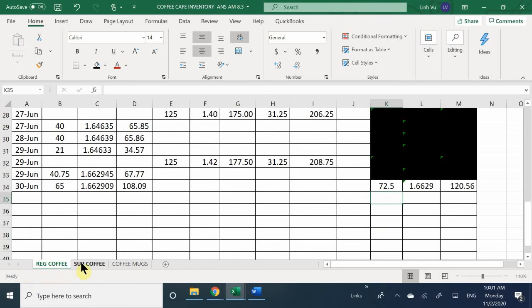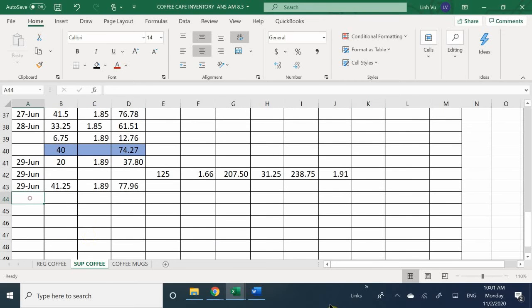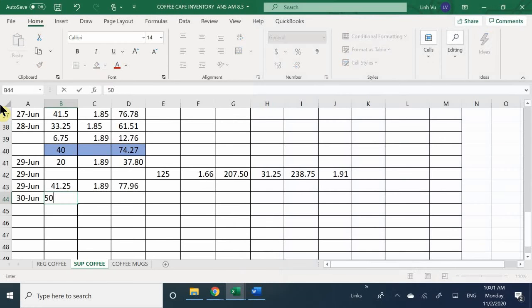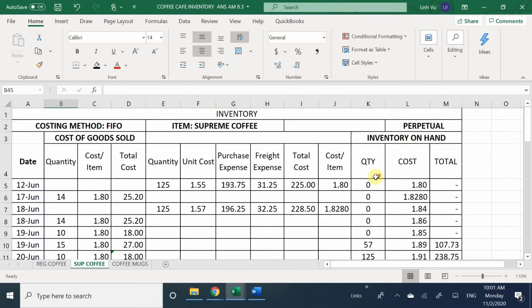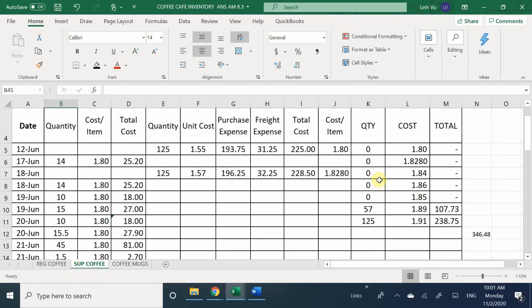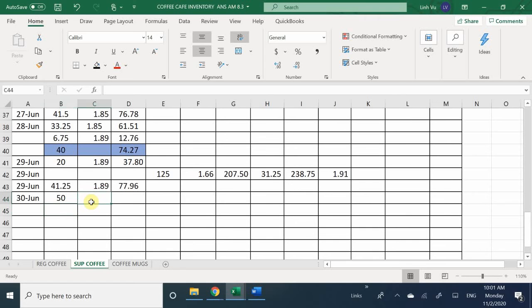Now we're going to go to Supreme Coffee. How many pounds of Supreme Coffee did I sell? 50 pounds. Okay. All right, let's check our inventory on hand. Do we actually have enough for all 50 pounds? Yes, we do. We have 57 left remaining from our $1.89. So let's go ahead and take 50 out of that.